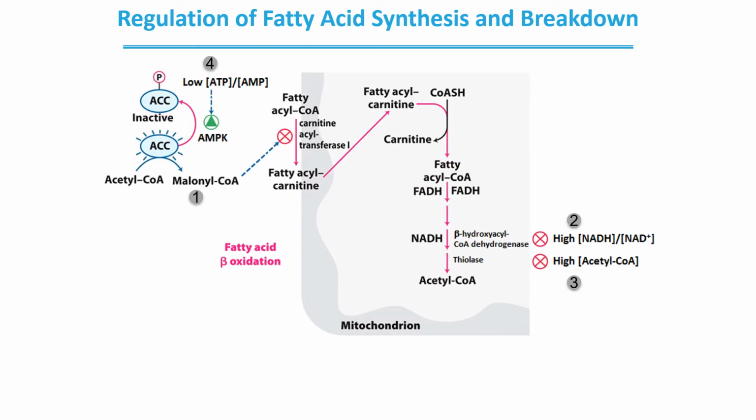So the same four factors that we saw in the previous slide: high malonyl CoA, we can see here, inactivates the CAT1 enzyme, which is going to transfer the fatty acid into the mitochondria. So this will stop the process. High NADH inhibits this dehydrogenase enzyme, and high acetyl CoA stops the thiolase, which is the last enzyme of beta oxidation. Whereas the only thing activating this whole process is the low ATP AMP ratio.